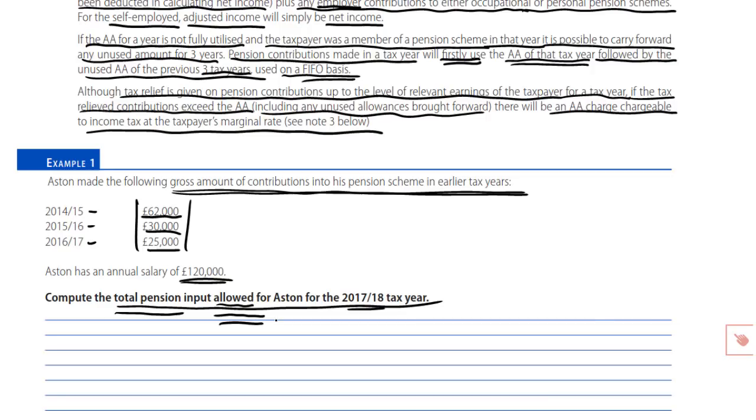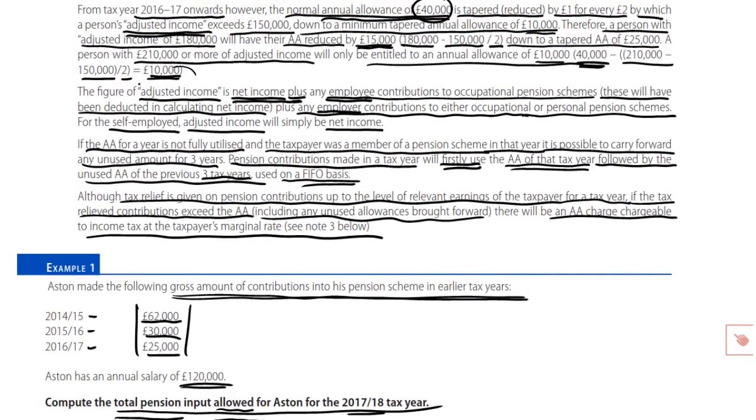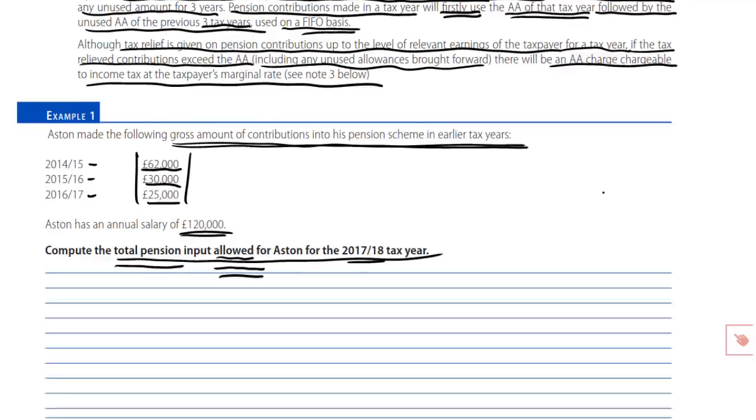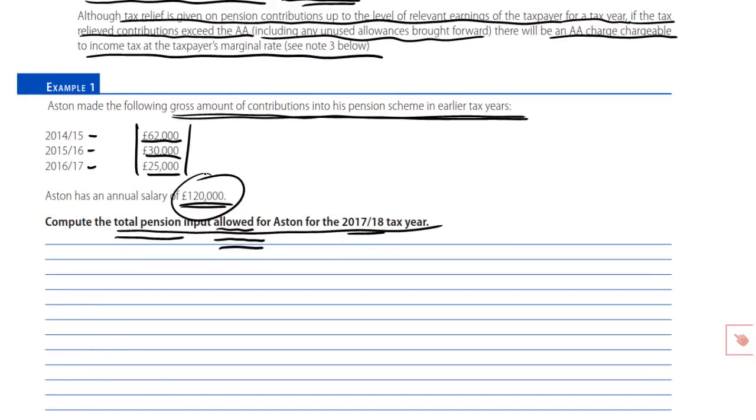In relation to the limitation of adjusted income, we've got no problem here because we've only got an annual salary of 120,000. We can dream, can't we? We do not exceed the adjusted income limit of 150, so there'll be no restriction in the 40,000 annual allowance for the year. Now, I'd like you to work that through for yourself before next time.